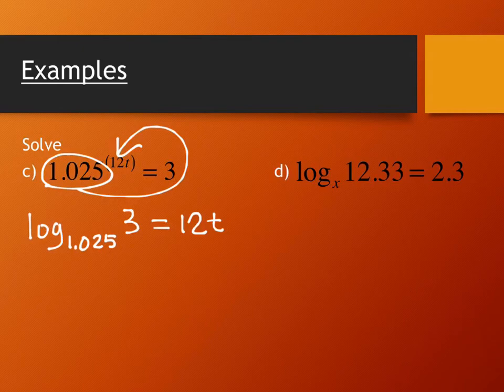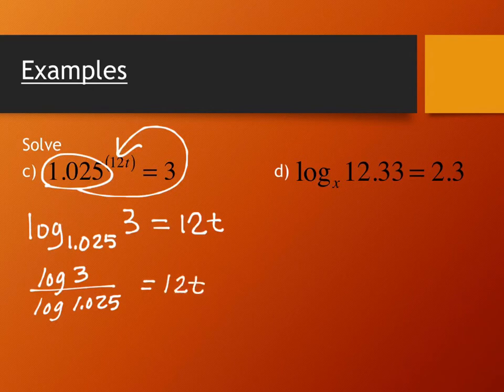How is this different than the last problem besides just, hey, the numbers are different? Divide by 12 at the end. I need to divide by 12 at the end. Do you see the 12t? Okay, so I'm still going to change this to the log formula, right? So this is going to be log of 3 over log of 1.025. We're going to get that value equal to the 12t. So go ahead and get that value and just press enter. And we'll write down a few decimals for now, okay?